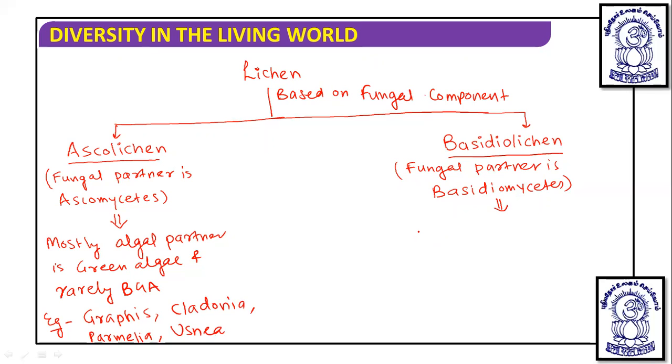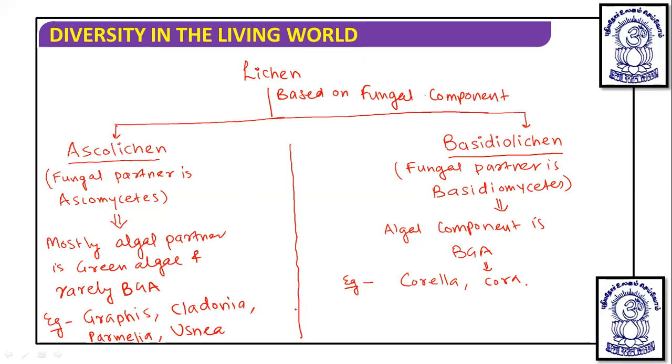But when we talk about basidiollichen, mostly the fungal partner is basidiomycetes and algal component is always blue green algae. And if you see the example of basidiollichen, which belong to this, that are Corella and Cora. So this is the way classification of lichen based on the fungal component.